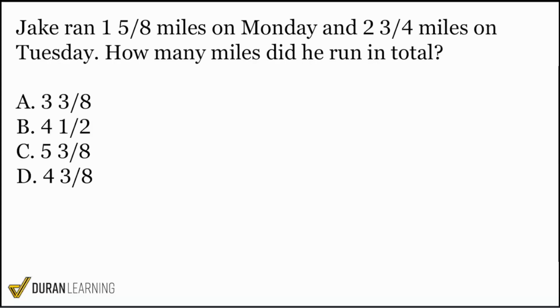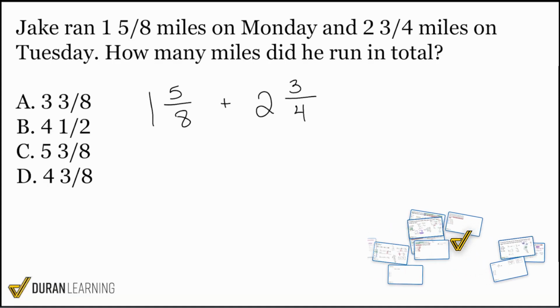When I read all that, I see that our friend Jake ran 1 5/8 miles on Monday and 2 3/4 miles on Tuesday. How many miles did he run in total? Well, what that tells me is, hey, 1 5/8 plus 2 3/4. So when we want to add these two values together, here's my advice. Here's how I would go about it.